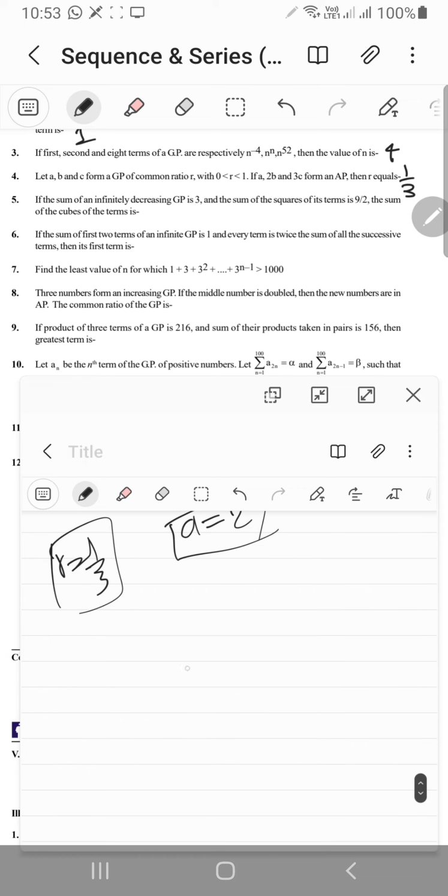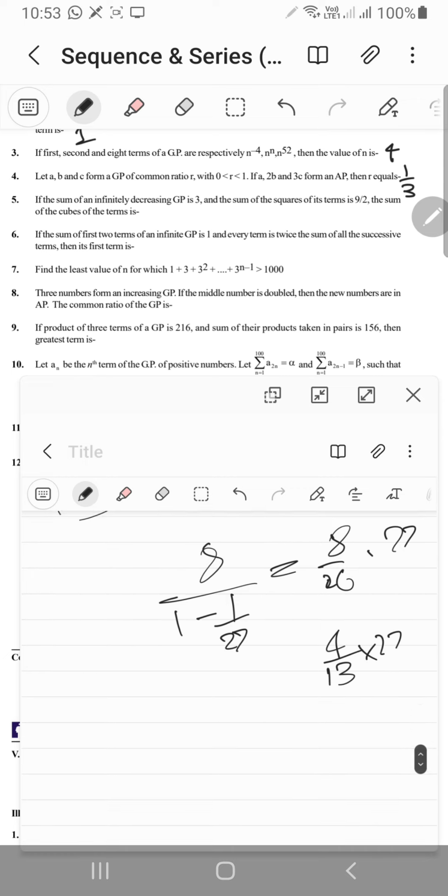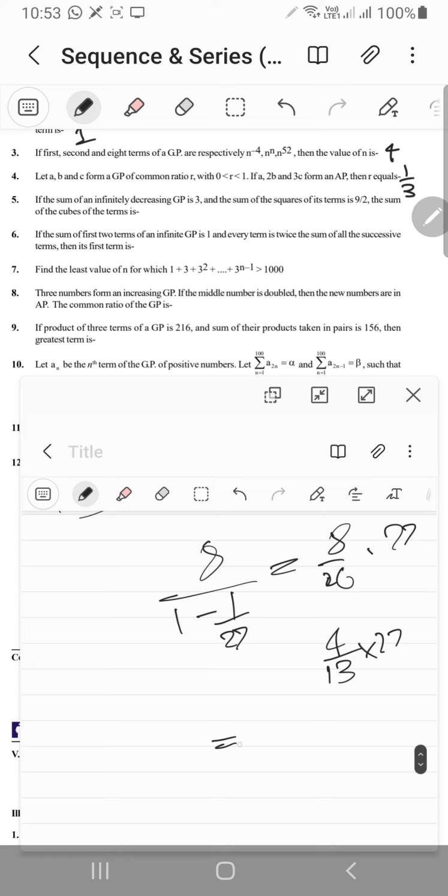So our sum would just be A cube, which is 8, upon 1 minus R cube, which is 1 minus 1 upon 27. So it's 8 upon 26 into 27. 8 upon 26 is just 4 upon 13, and 27. So this will be 4 times 27, which is 108, upon 13. Cool. So 108 upon 13.